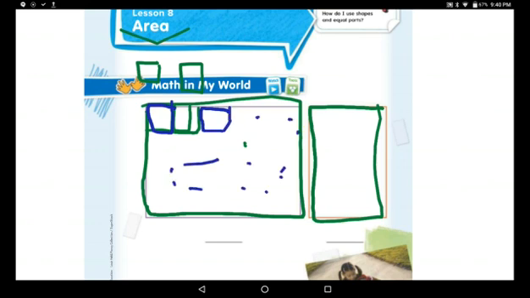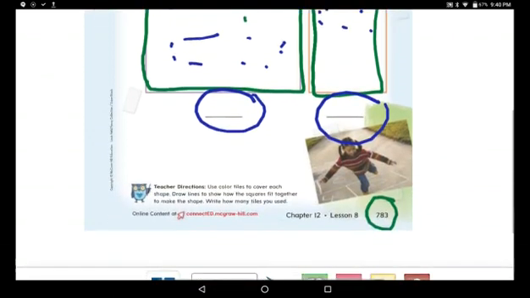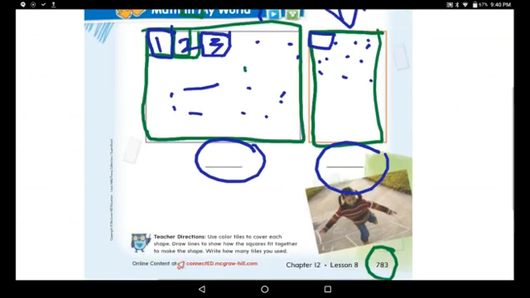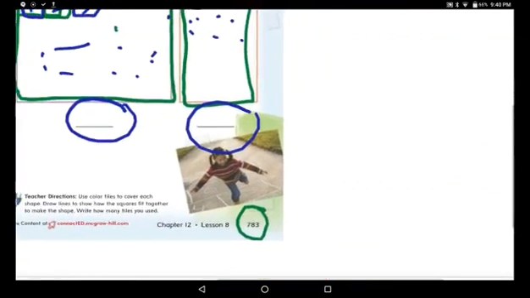When you're done, you need to count 1, 2, 3, 4, and so on, and write the number of tiles you used in this blank. You do the same thing with the second shape. Also use tiles, then count how many tiles you used and write the number here. When you're done with this page, I want you to send it to me, okay? Then go to the next page, which is 784.